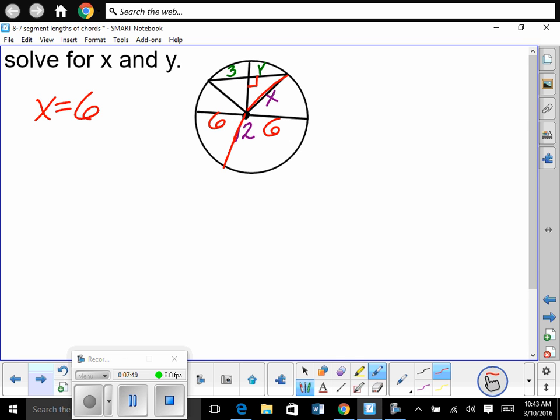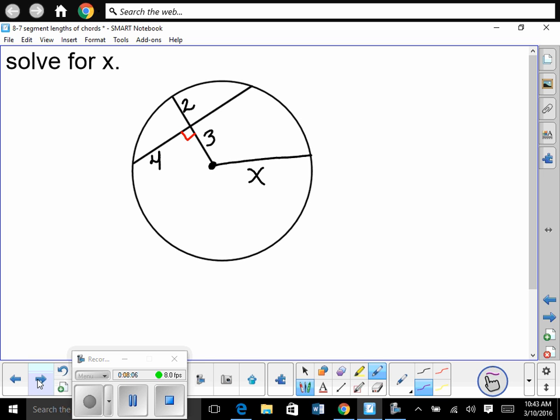But y is not 3. Why? What's y? 3. Good. If this piece is 3, then this piece is 3. Good, because it was cut at a 90-degree angle. Y is equal to 3. Questions? No? Solve for x.